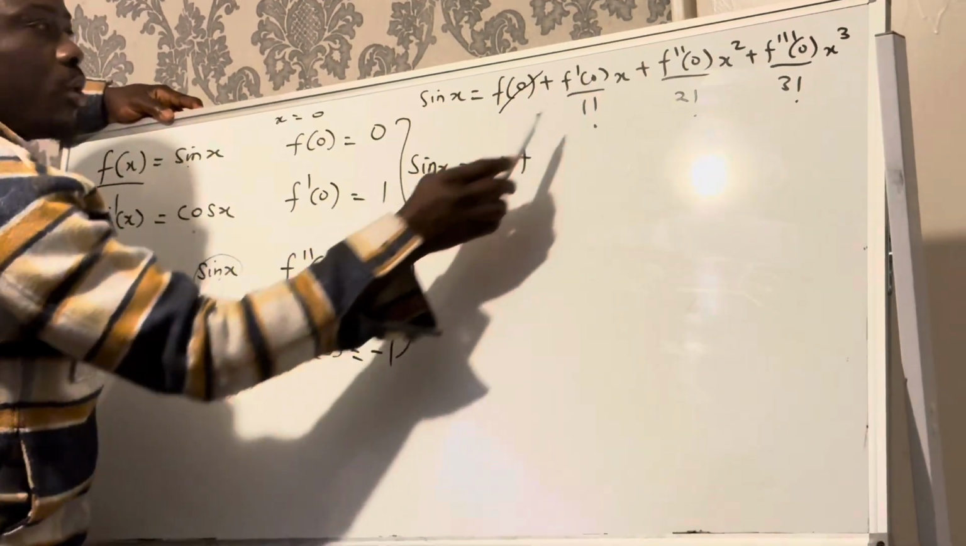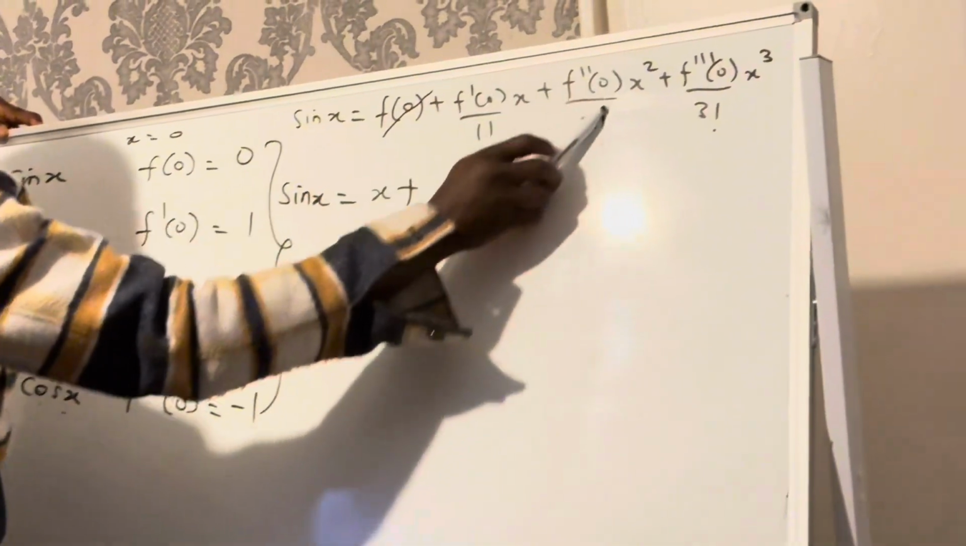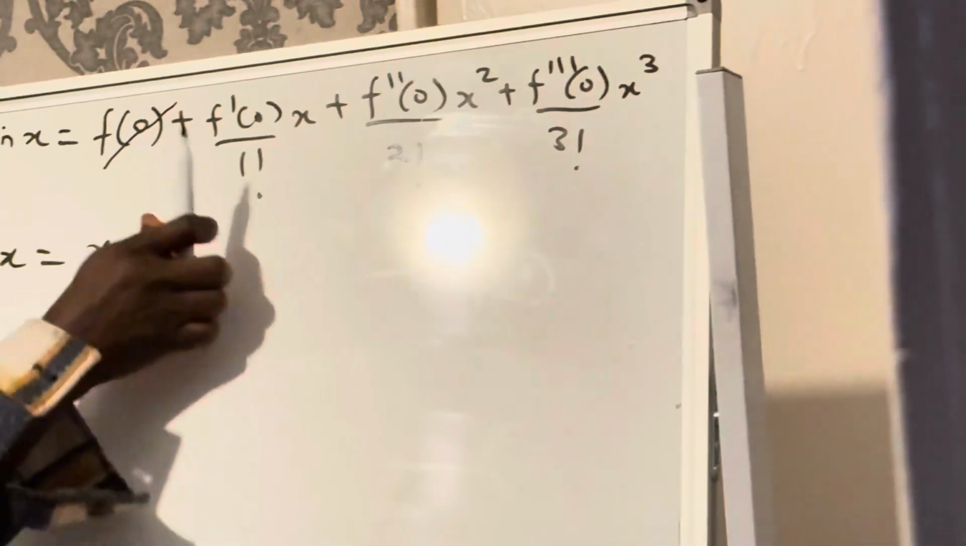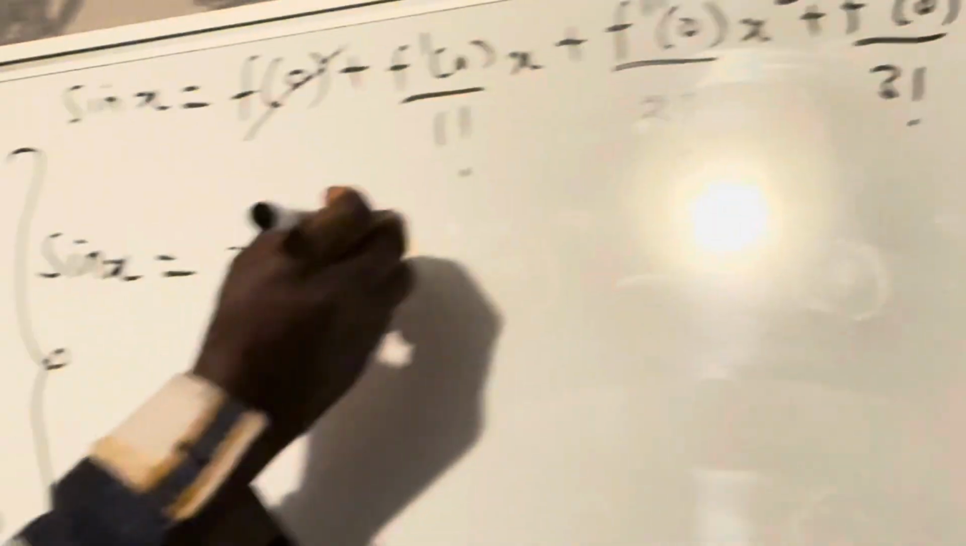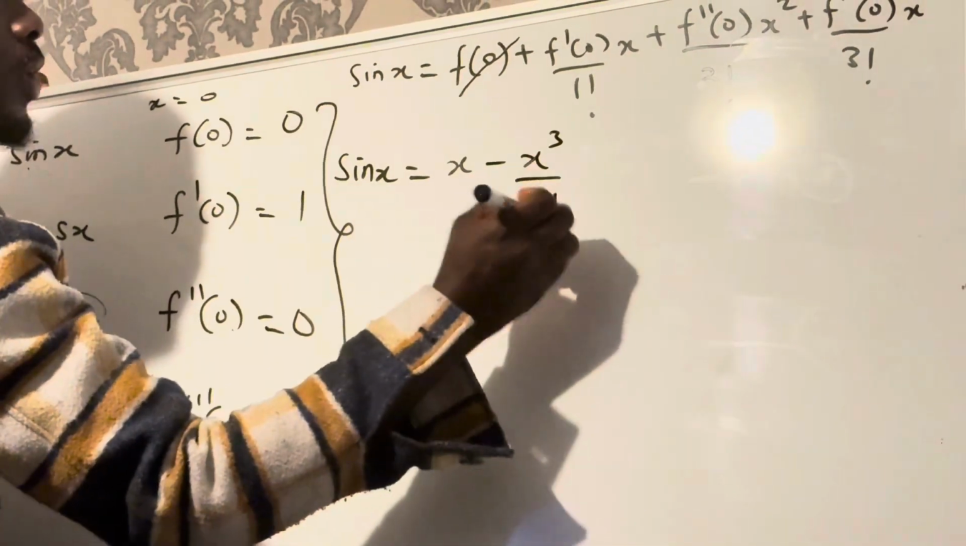For the second one it is 1. We have this. For this one it is 0. So we write the third one, which is minus 1. So we have minus s cubed over 3 factorial.